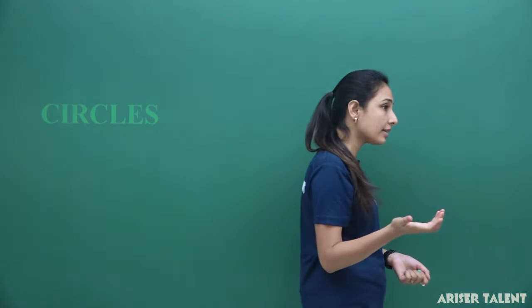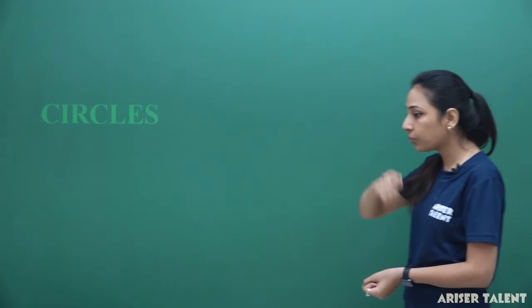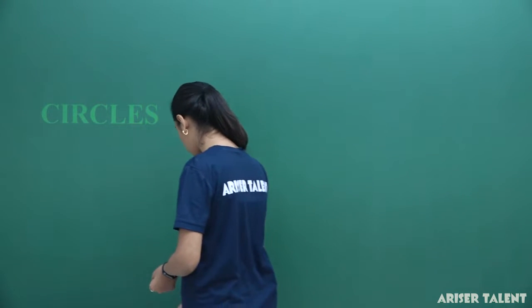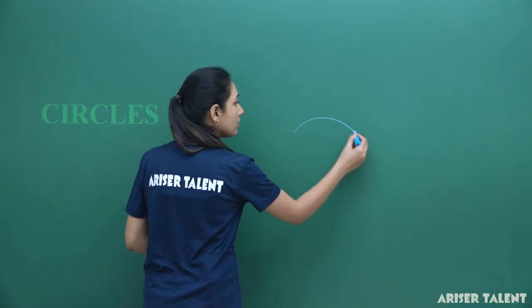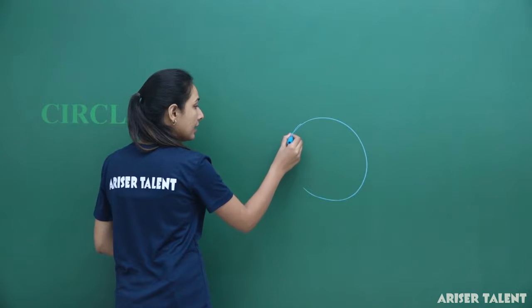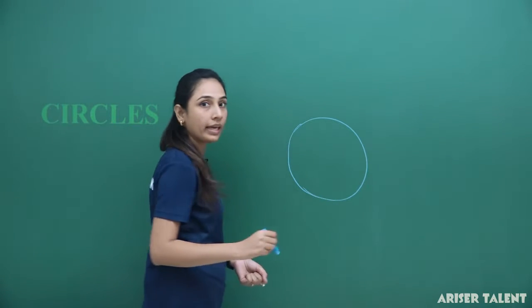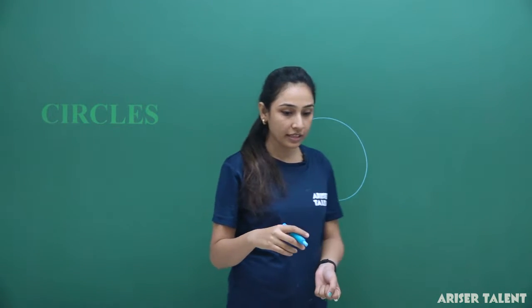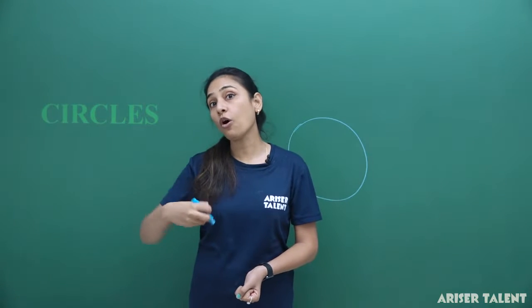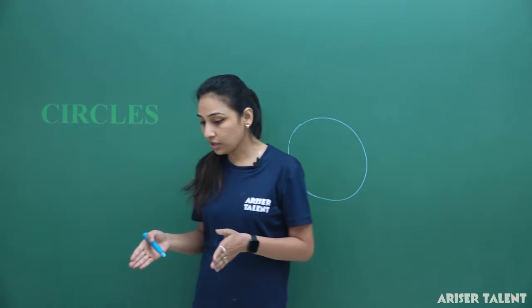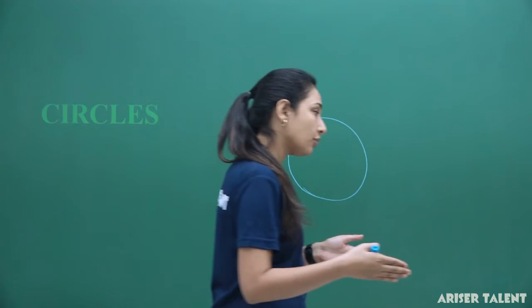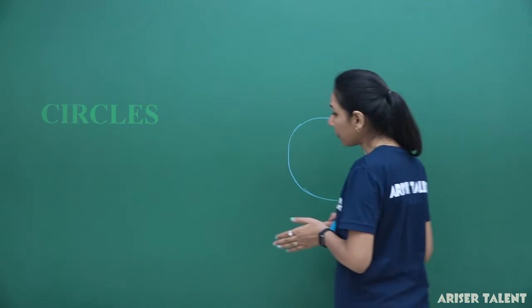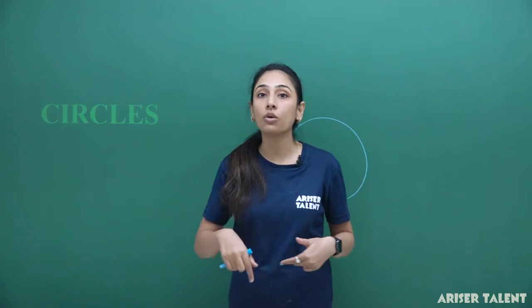Okay, the earth is a circle, right? The earth is in a shape of circle. If you just portray it in your drawing book, you will just draw this, and this is what? A circle. Okay, and if I tell you to walk in a circle, what will you do? You will walk like this. You will come back to that point from where you started.